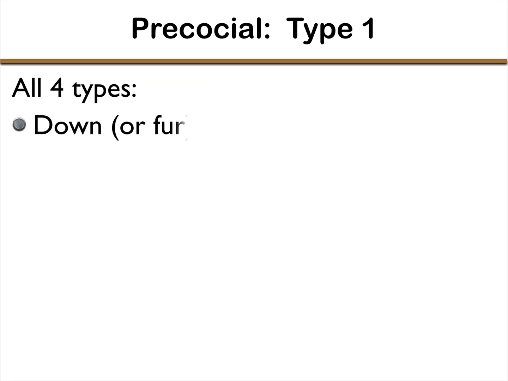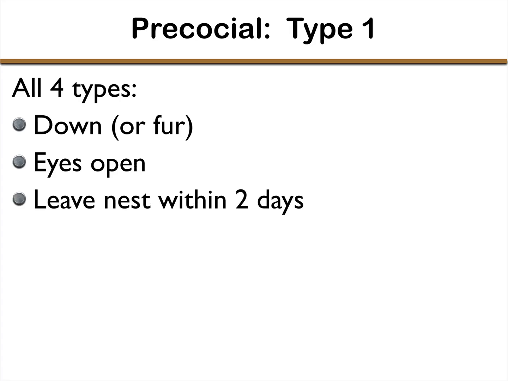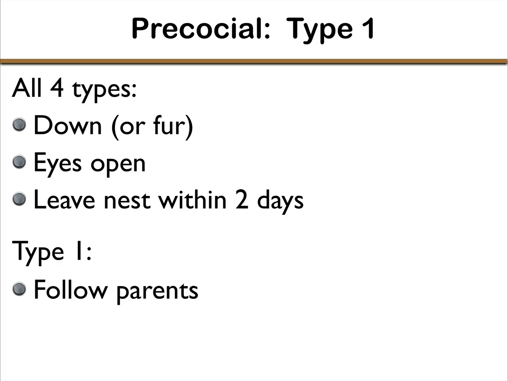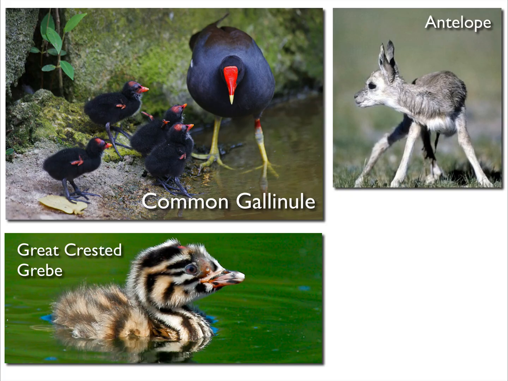Okay, now the precocial categories. Four types. All types have down or fur, all have the eyes open, and they all leave the nest within 2 days of birth or hatching. Okay, so what defines type 1? Well, the type 1 precocial, they follow their parents away from the nest within 2 days, and they are still being fed by their parents.